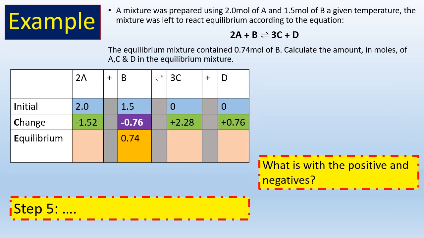So if we put these numbers in, A will have dropped by 2 times 0.76, so minus 1.52. C will have increased by 3 times 0.76, and it's positive because it will have gone up. D will have the same number of moles as reacted, so that will be plus 0.76.